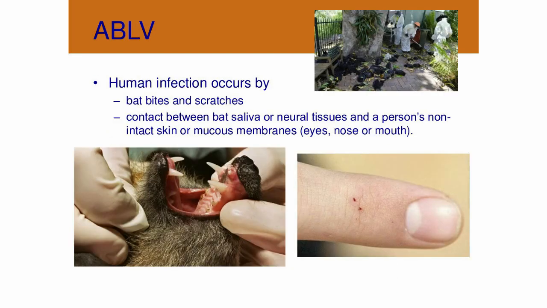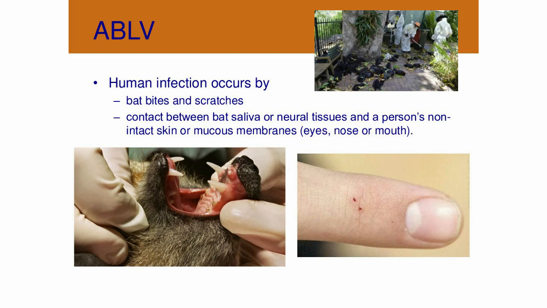So human infection most commonly occurs by bat bites and scratches, and you can see from the image on the left of an anaesthetized bat just how sharp their teeth are. A problem is that these bites can then appear minor or even trivial, as you can see from the image on the right, but all bat bites and all scratches pose a risk of exposure to ABLV.